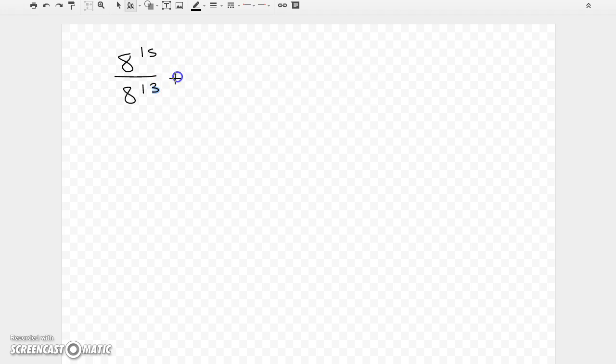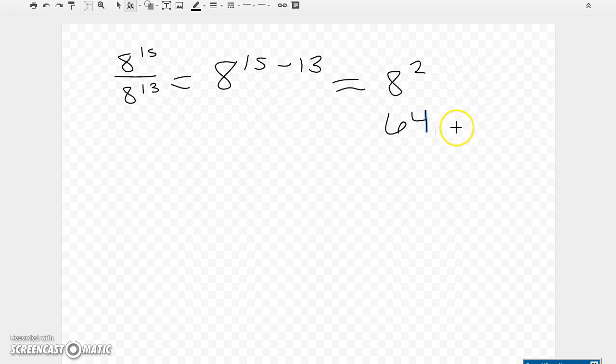So the shortcut is that I actually take my exponents, which would be 15, and I subtract 13 from it, and that's going to become my new exponent. So I'm going to have 8 to the second power, which is a lot smaller, a lot easier to work with. 8 to the second power just means 8 times 8, or 64. So if I'm asked to simplify this down completely, that would be my final answer of 64.